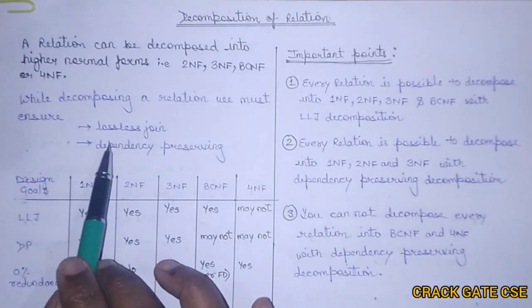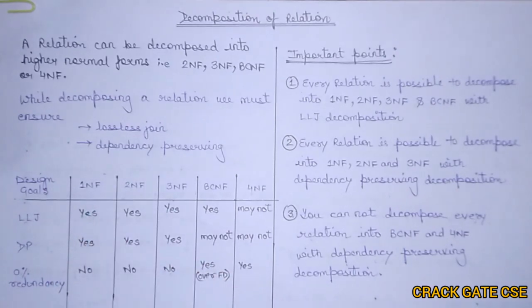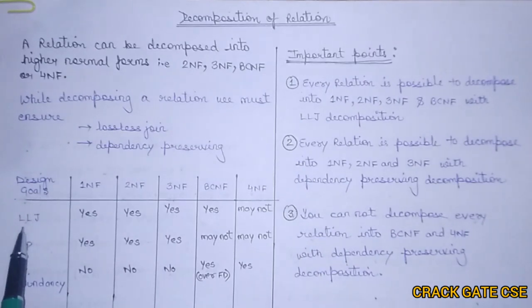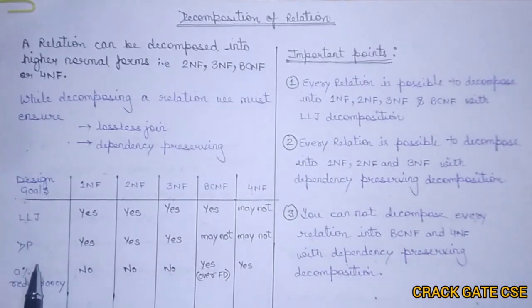So we have to ensure lossless join and dependency preserving. So what is the design goal of a decomposition? The design goal of a decomposition is that it has to be lossless join, it has to be dependency preserving decomposition, and we try to achieve 0% redundancy. That means there should be no redundancy while decomposing a relation.